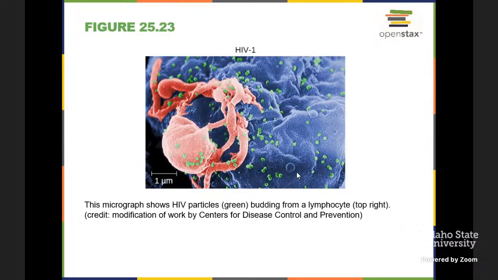All right, here we can see an image of HIV in green budding off of a T cell, the big blue blob in the periphery. That's what we're visualizing here: the cell has been infected. They've gone through the viral cycle, replicated, and now are budding out of there. All right.